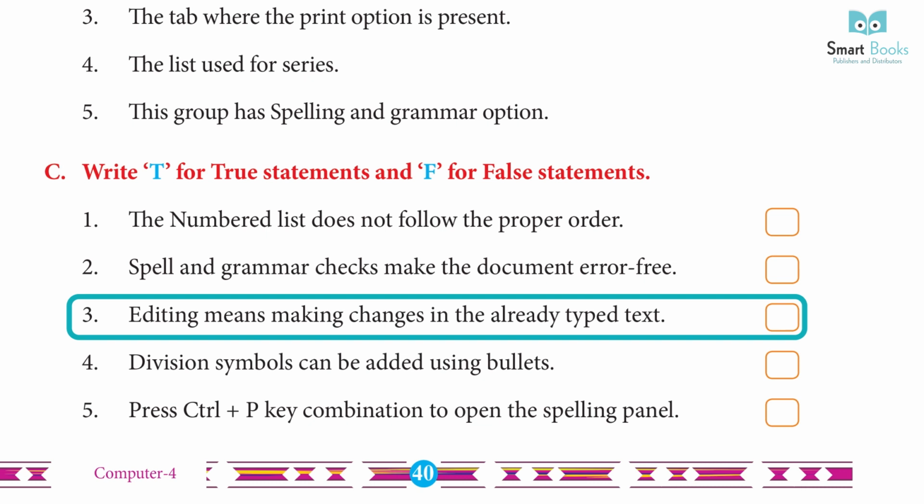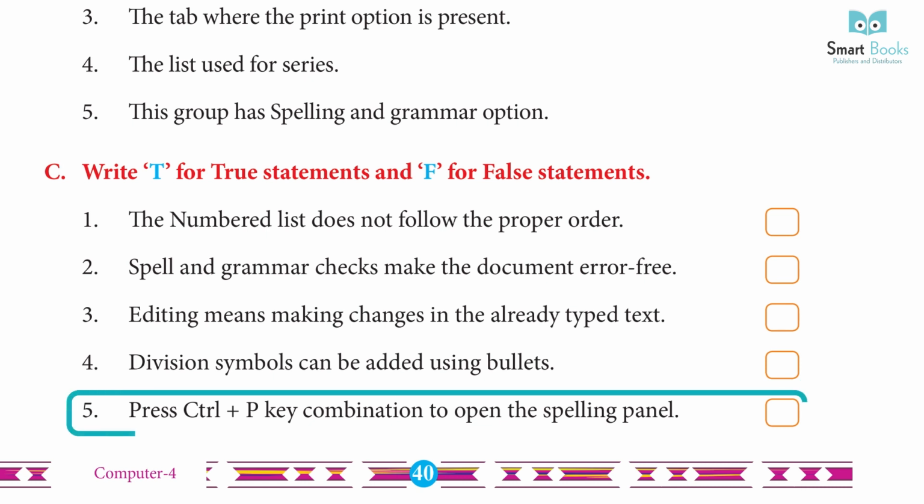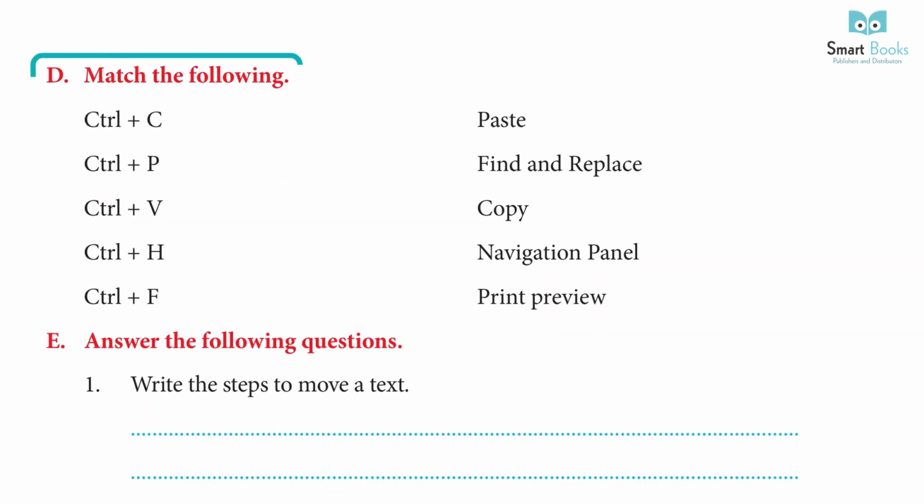Answer: true. 4. Division symbols can be added using bullets. Answer: true. 5. Press Ctrl P key combination to open the spelling panel. Answer: false. D. Match the following.